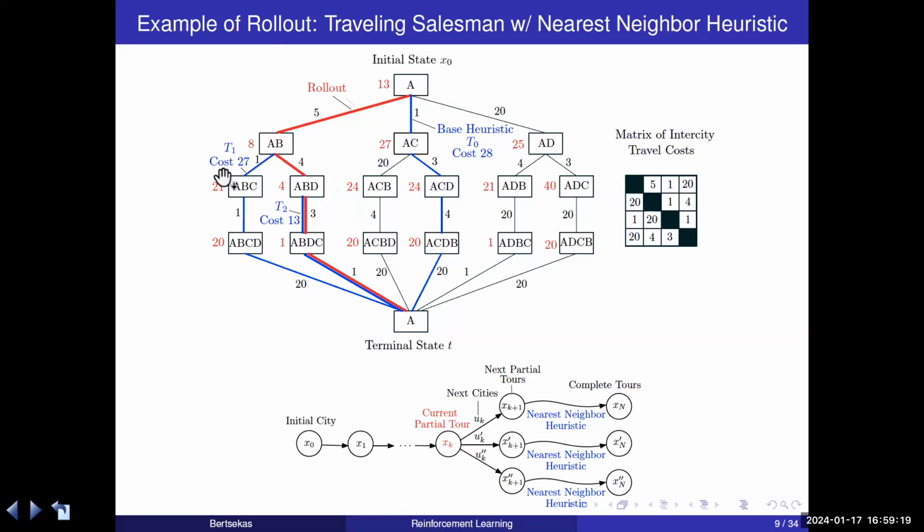From 28, it reduced to 27. Then it changed its mind again and followed another trajectory with a cost of 13. And it so happens that here, this trajectory of the rollout is also optimal. That doesn't have to be, but we will see that rollout is very effective in improving a lot over the base heuristic.